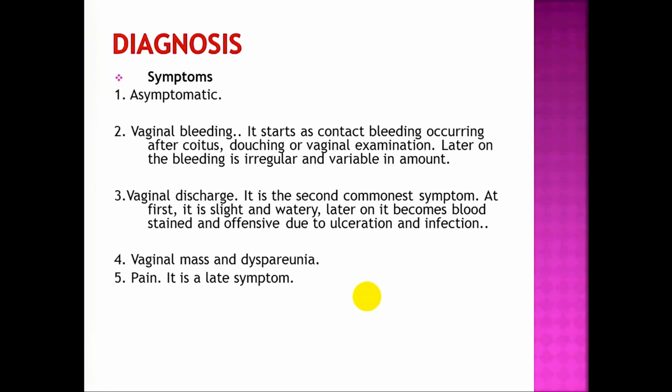Diagnosis: symptoms are either asymptomatic or vaginal bleeding. It starts as contact bleeding occurring after coitus, douching or vaginal examination. Later on, the bleeding is irregular and variable in amount. Vaginal discharge is the second commonest symptom. It is slight and watery. Later on, it becomes blood stained and offensive due to ulceration and infection. Vaginal mass and dyspareunia or pain are late symptoms.